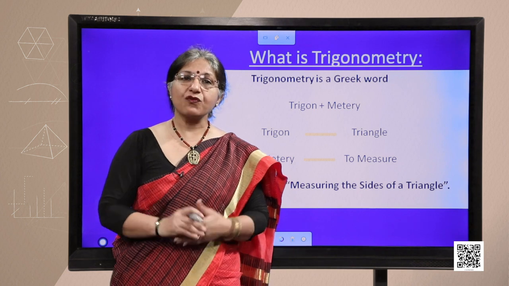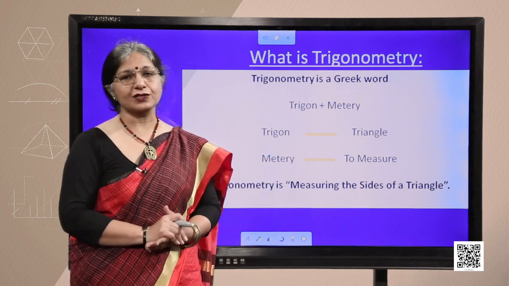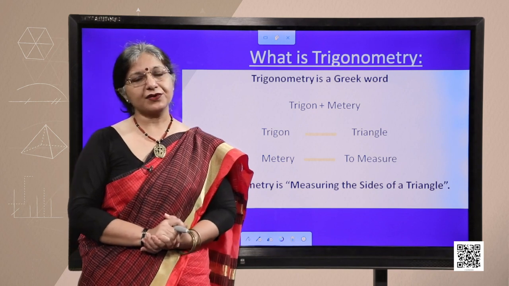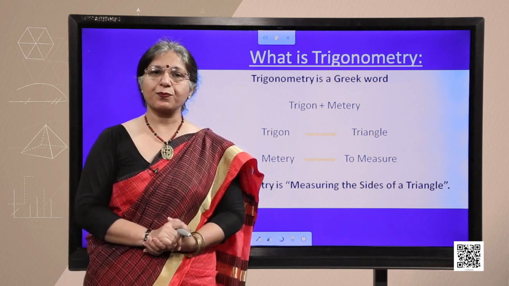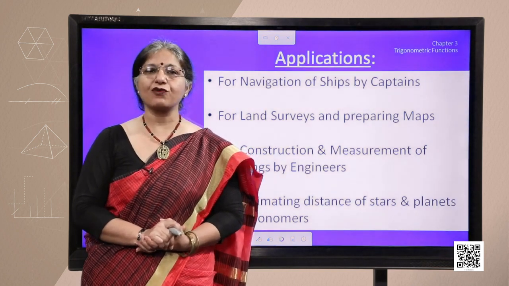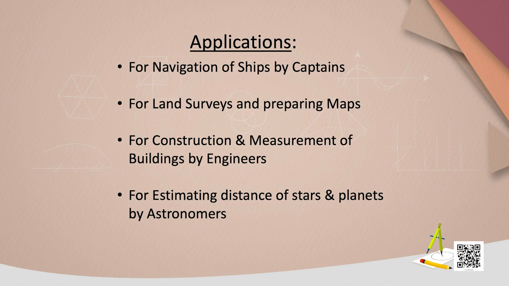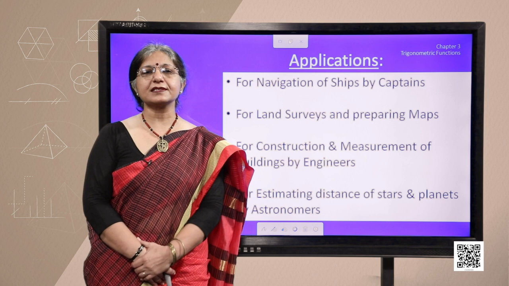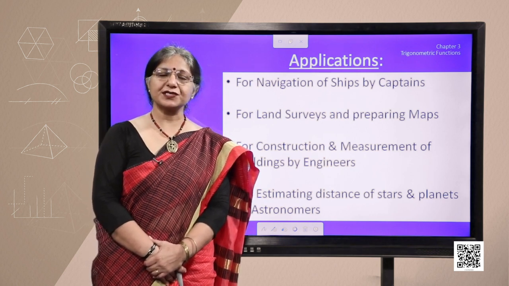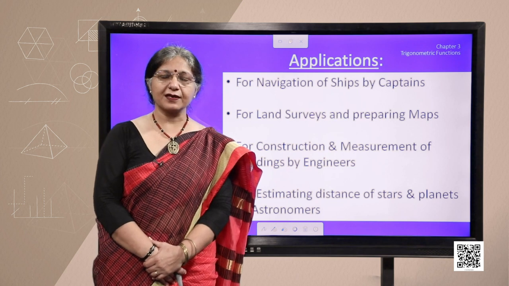Now the question arises, why do we need to find these parts or angles? This subject was originally developed to solve problems related to geometry involving triangles. In earlier days, trigonometry was used by ship captains for navigation, for land surveys and preparing maps by surveyors, for construction and measurement of buildings by engineers, for estimating distance of stars and planets by astronomers. There are a lot of evidences available in Indian ancient history of mathematics where we can find how the trigonometry was used.